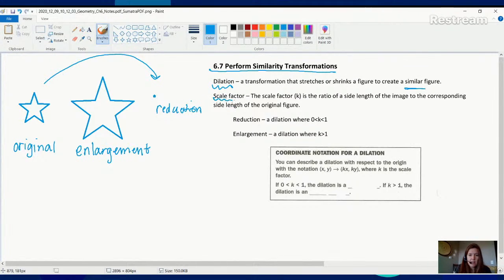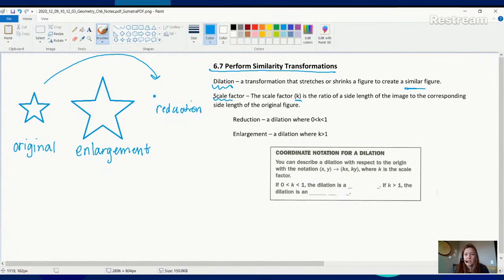And then when we talk about this in a general sense, we talk about something called a scale factor. Now, you'll recall on your quiz, you had questions about scale factor. It's kind of the same and a little bit different. So we call the dilation that we're going to do the scale factor, and we indicate that by the letter K. K is the ratio of the side length of the image to the corresponding side length of the original figure. Okay, so that's how we define the scale factor.